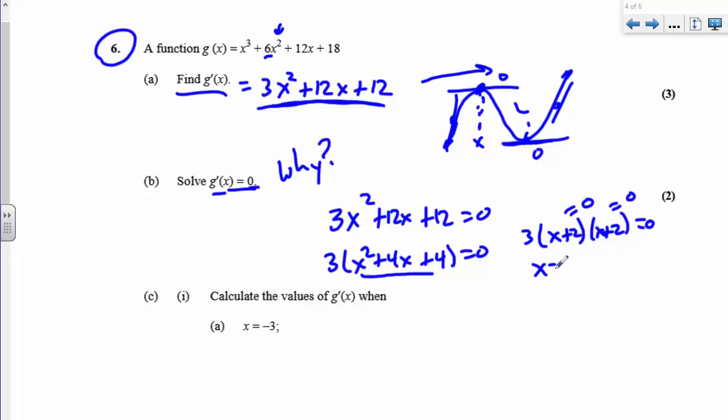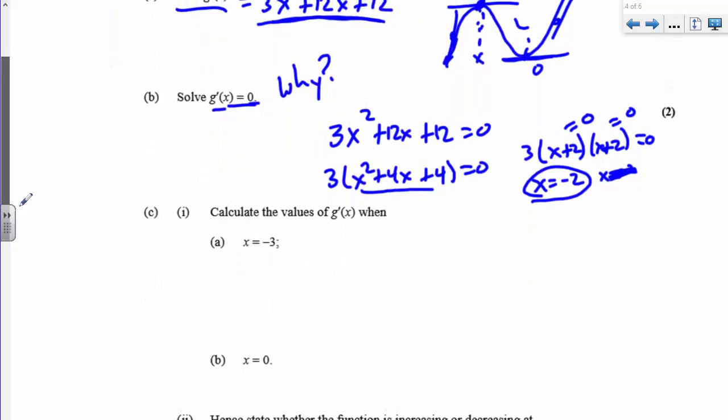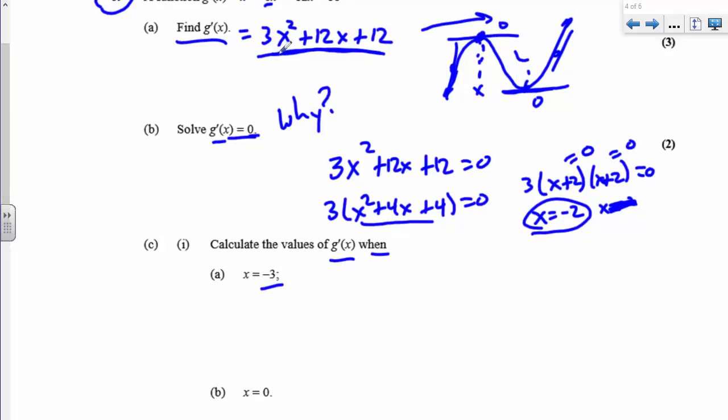If we set these factors equal to 0, we can figure out this x value. So this one's going to be x is equal to -2, because -2 plus 2 is 0. But so is this one. This is the same answer, so we only need one. This apparently is where the maximum or minimum is going to occur. Okay, so let's go ahead and calculate the values of g prime when x is -3. Keep in mind, this is g prime up here. We found it.